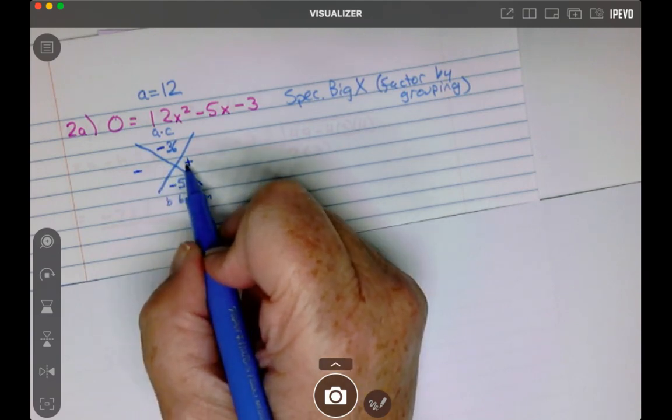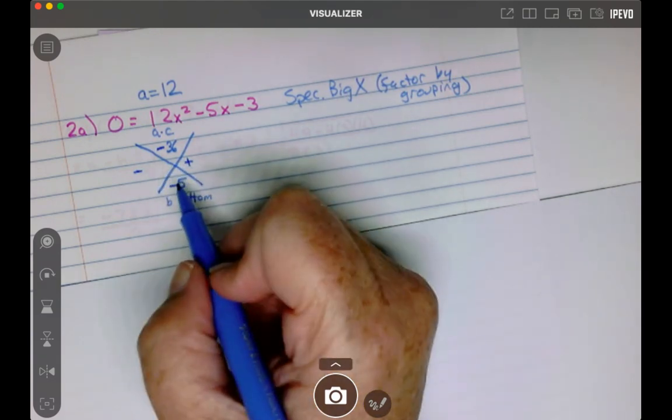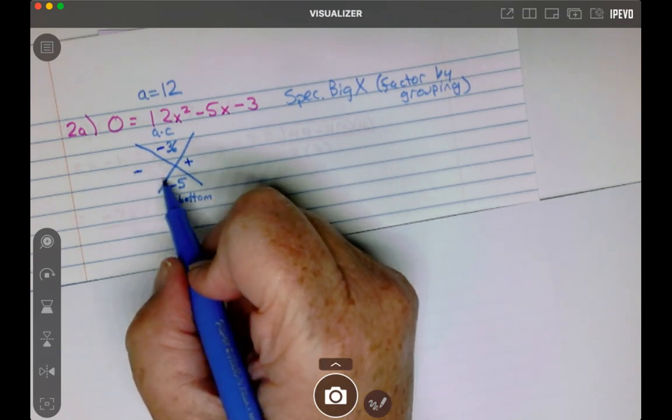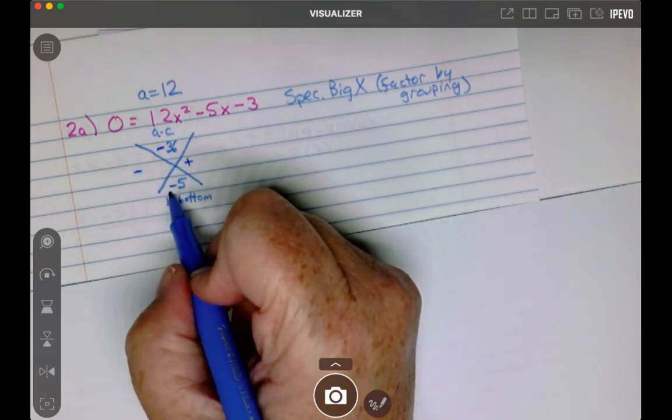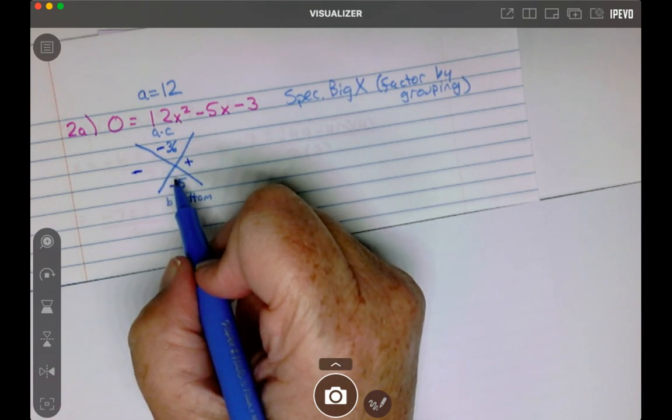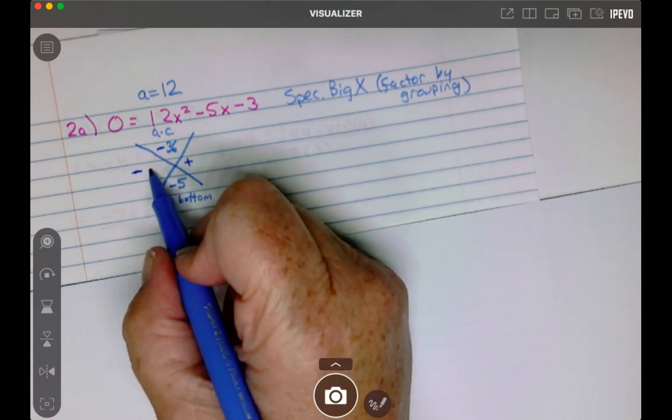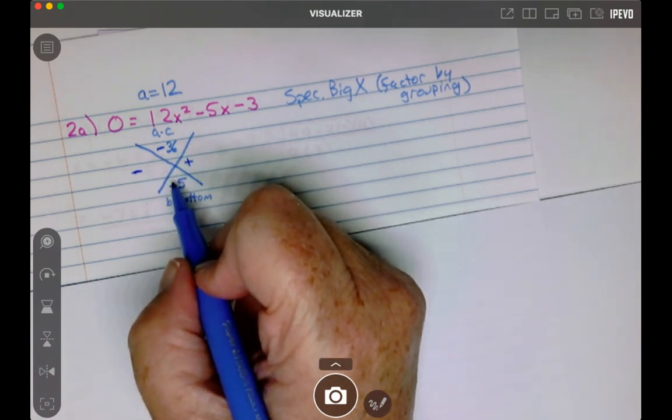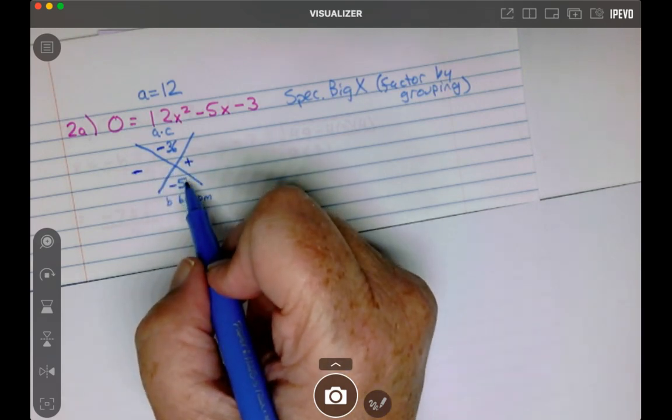Now you can switch this positive and negative. What I always do is I always put whatever the sign of B is, I always put that one here. And then what's going to happen is if I put the bigger number here, my addition and subtraction is going to be correct. I won't accidentally switch my signs.